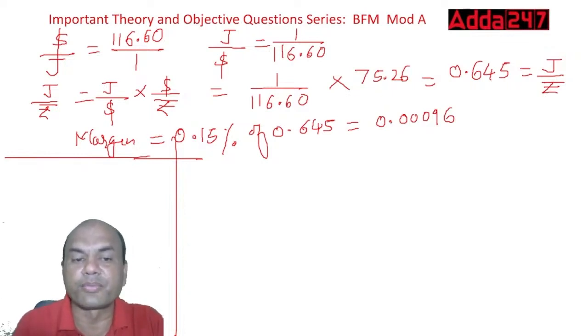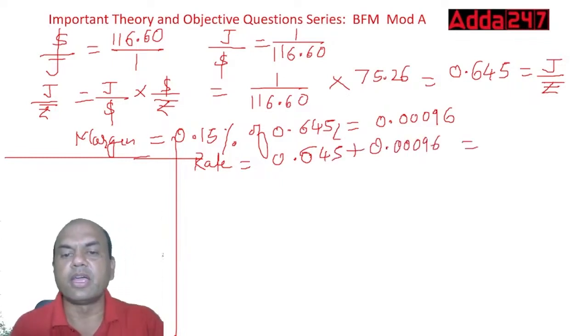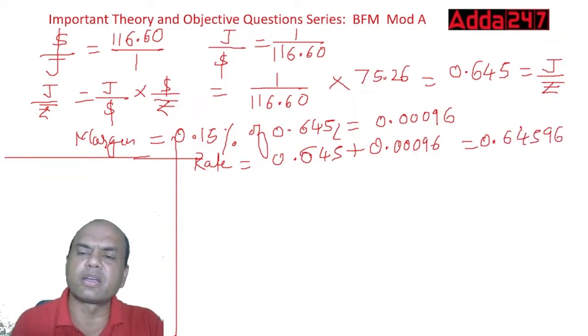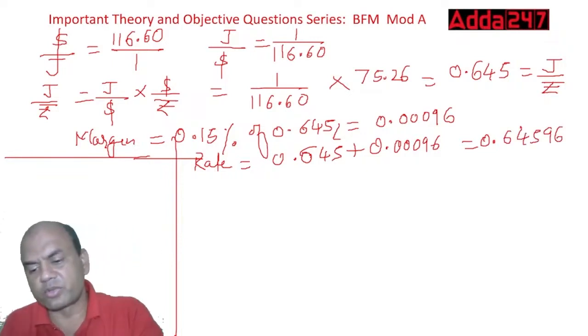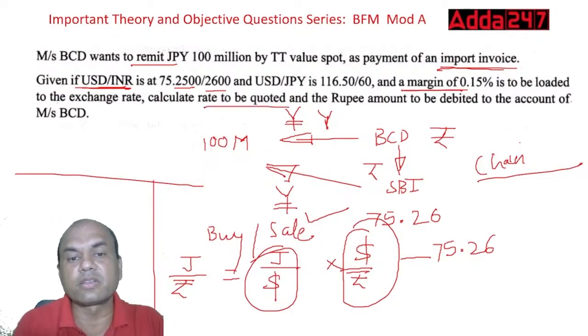So what is my rate now? Rate equals 0.645 plus 0.00096. Add this, and it becomes 0.645, a very small rate, this much. This is my final rate. So what is the question asked? Calculate the rate to be quoted. So this is one question, rate to be quoted.